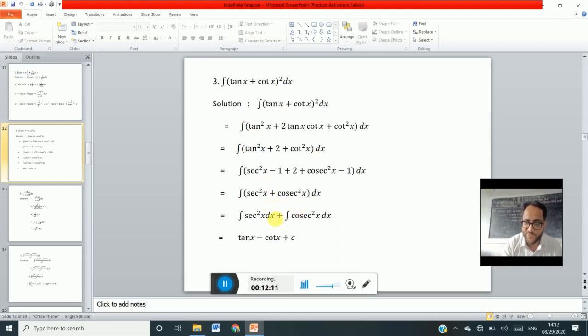And in this step we separate the integration. So integration of sec square x dx is tan x, and integration of cosec square x dx is minus cot x plus c, the constant of integration, right? So in this way we have to solve the examples.